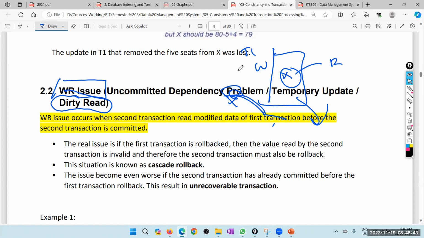So there are some possible solutions for this, but yes, this is a possible issue. First of all, let's look at whether it's a possible issue or not. Let's not think about the solutions. Right. So that is write read issue, or write read possible issue, or dirty read possible issue.